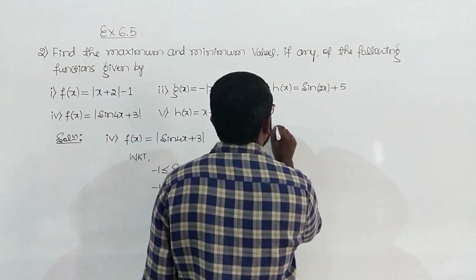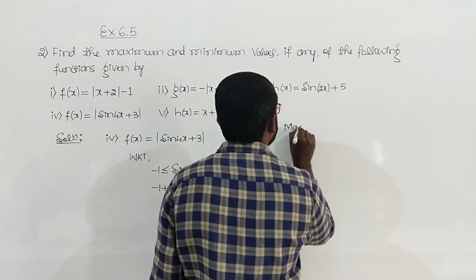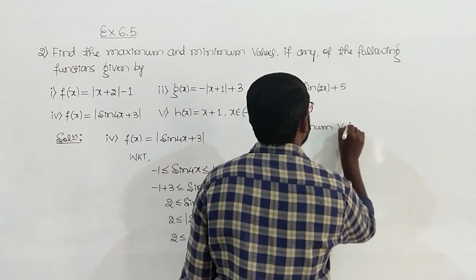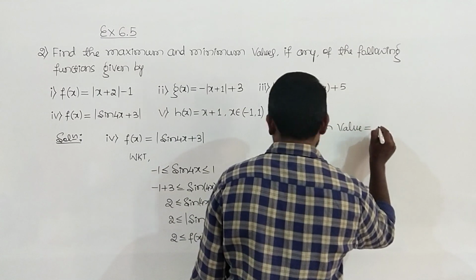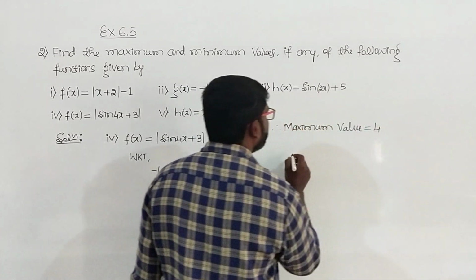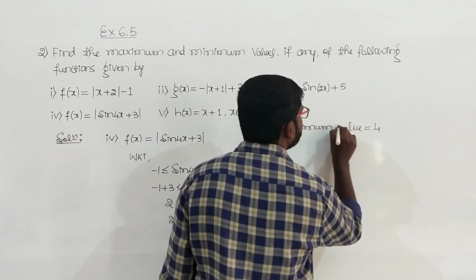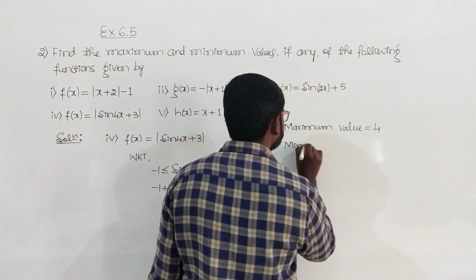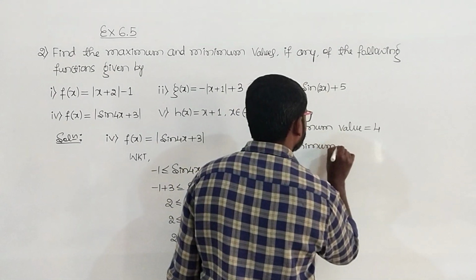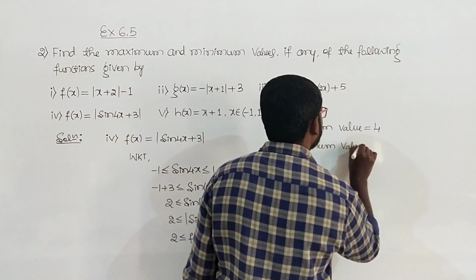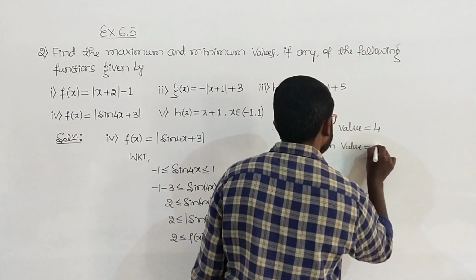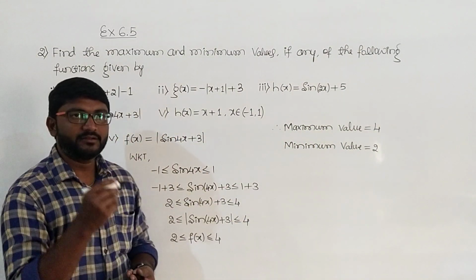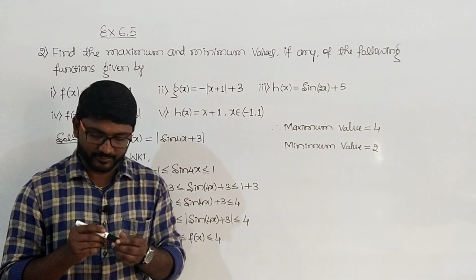Therefore, the maximum value is equal to 4 and the minimum value is 2. So this is all about the Roman number 4, and note down this, and then we'll move on to the last one.